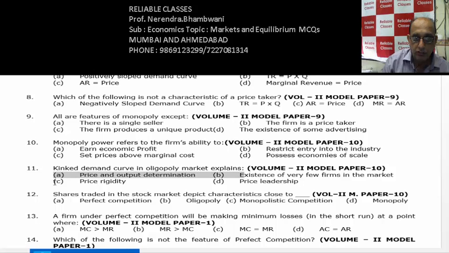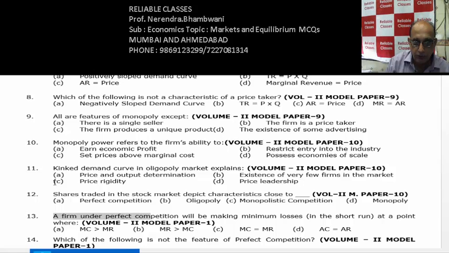Price and output determination, existence of few firms in the market. The answer is price rigidity. Okay, follow this. Shares traded in the stock exchange have characteristics which are very close to what? Shares sold in the markets are very close to perfect competition. Okay, mark A.